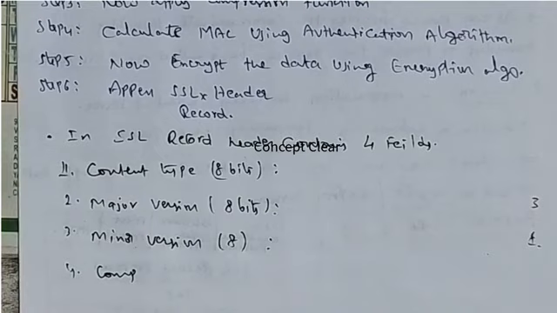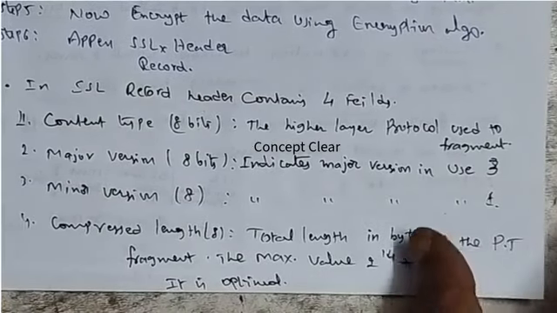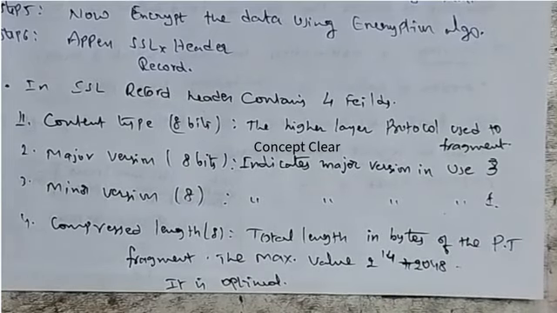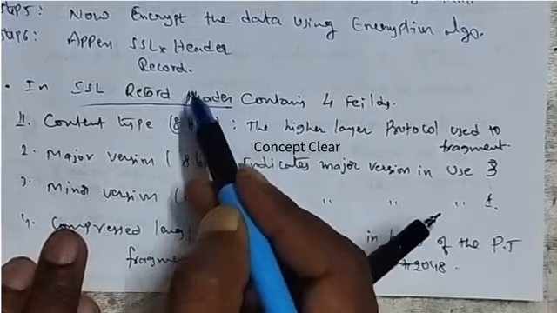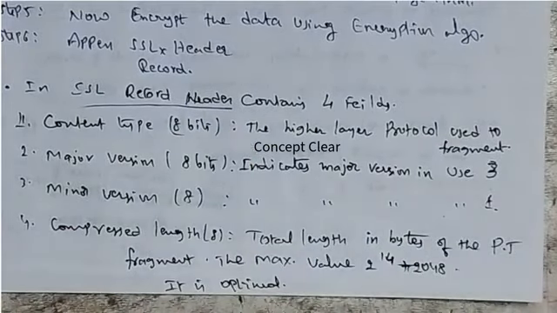The maximum value is 2 power 14 plus 2048. These are the 4 fields in the secure socket header.